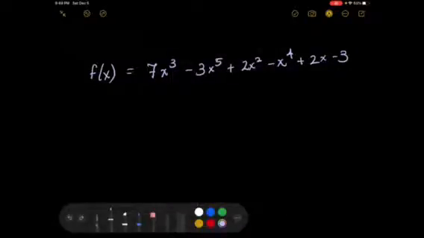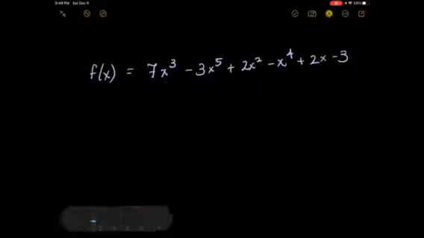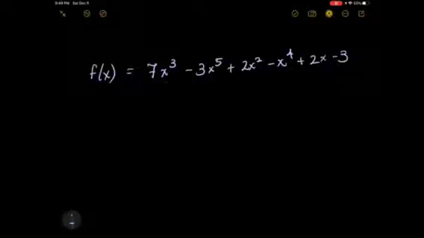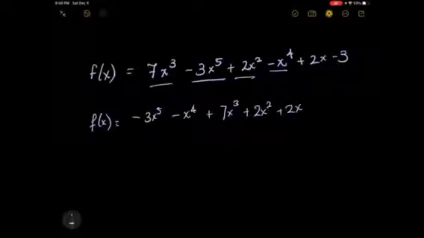In this polynomial, I actually set the order a little off. Whenever you're working with Descartes' rule of signs, you do want to make sure that the polynomial is in the appropriate order, as in the highest degree comes first and the constant term is going to be last. So here our highest degree is going to be negative 3x to the 5th. So f of x would equal negative 3x to the 5th, negative x to the 4th plus 7x cubed plus 2x squared plus 2x minus 3.